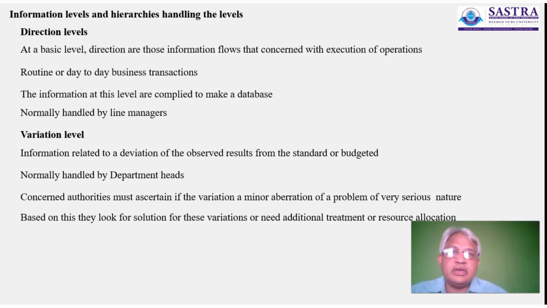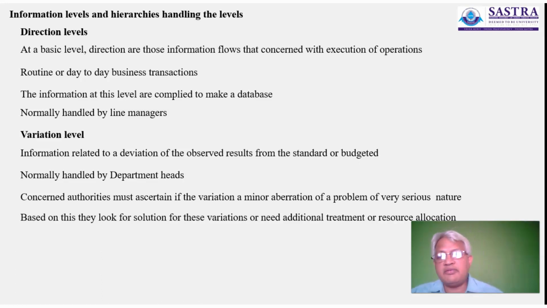Let us see what each one of them means. Information at the direction level is a very basic level. Well, what do we mean by basic level information? It is routine day-to-day information, business transactions, or machine performances. The information collected here is collated into what we call a database, and this database is very crucial and important for the next level, the senior levels of management. So collection of data which is routine on a day-to-day basis is done by line managers.